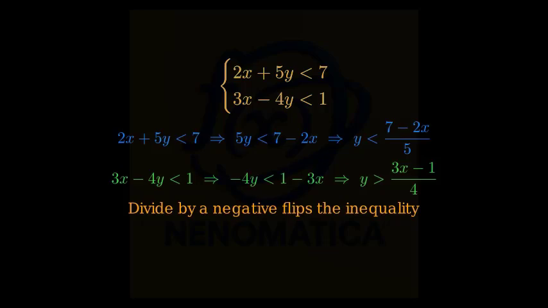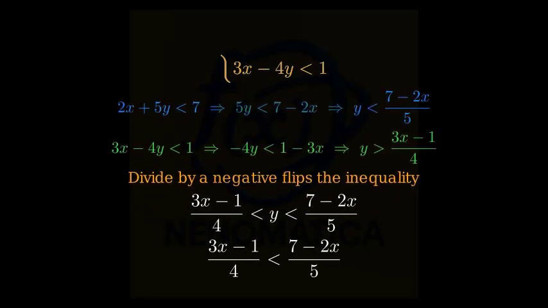Now divide by -4. And remember, dividing by a negative flips the inequality. So y is greater than (3x minus 1) all over 4. Combine them together. Step 2. For the solution to exist, the lower bound must be less than the upper bound. So (3x minus 1) over 4 is less than (7 minus 2x) over 5. We will bring everything to the left side.